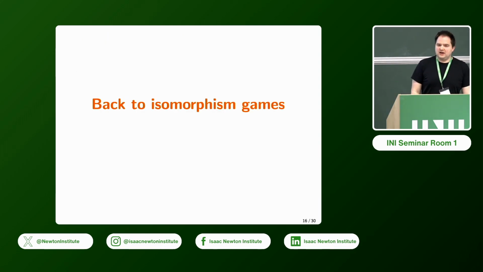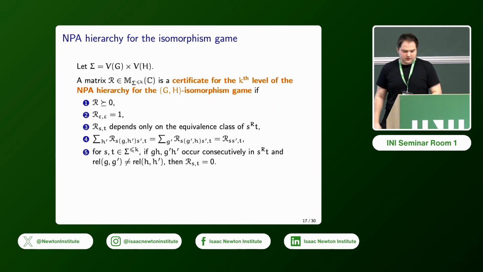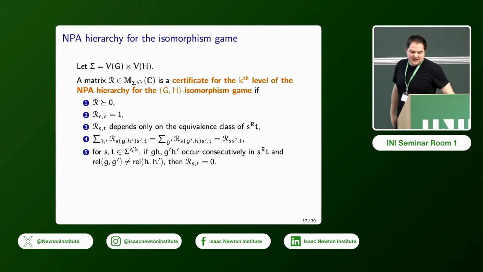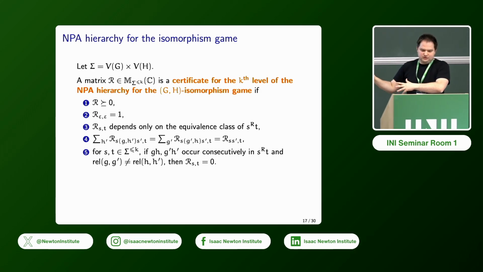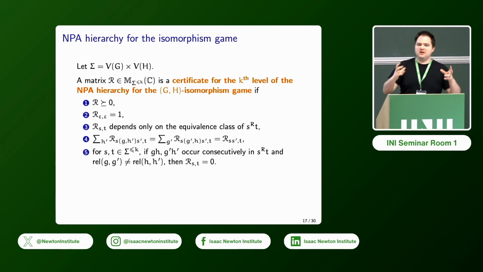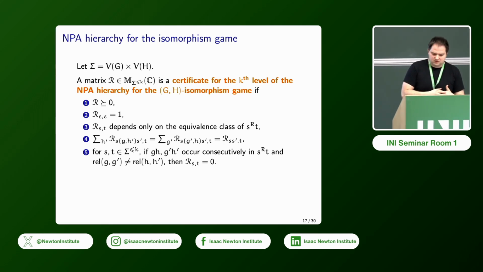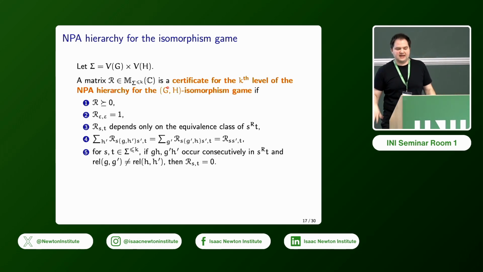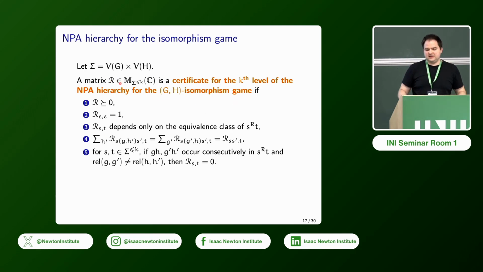Okay, let's go back to the isomorphism games. Now we want to apply the NPA hierarchy to the isomorphism game, and to state it formally I would need to go into more formalities about the strings. So consider this just a visualization: if we apply this NPA hierarchy to isomorphism games, we get a definition of the certificate for the kth level of the NPA hierarchy for the GH isomorphism game. You can see that it's again some kind of matrix R that satisfies some conditions.